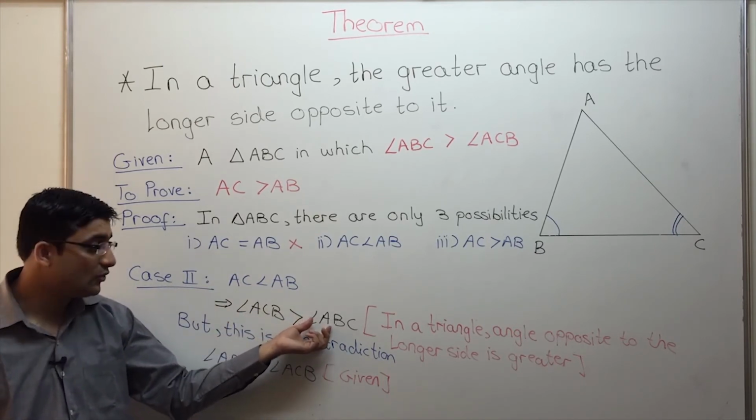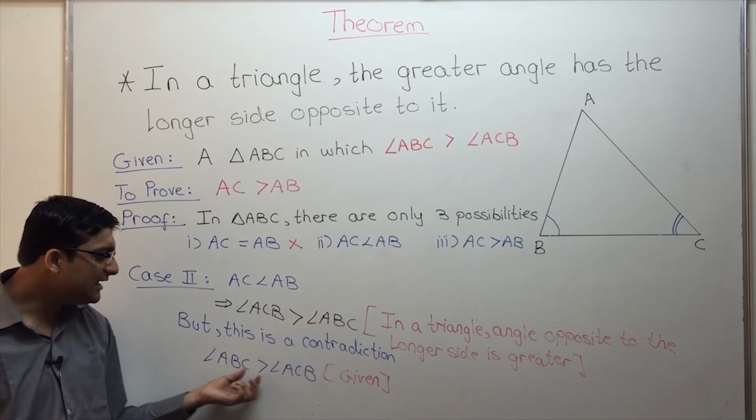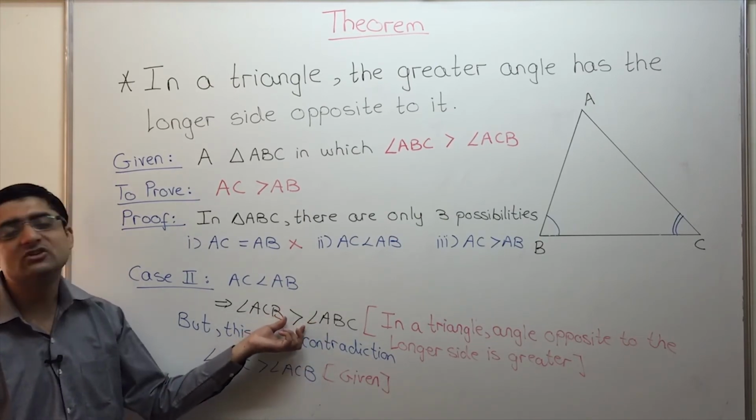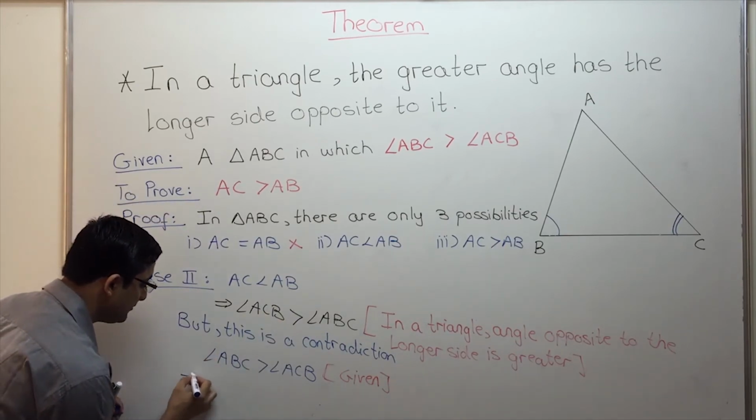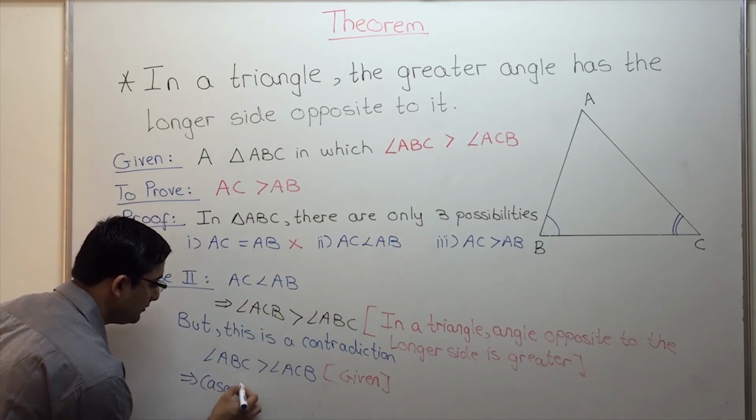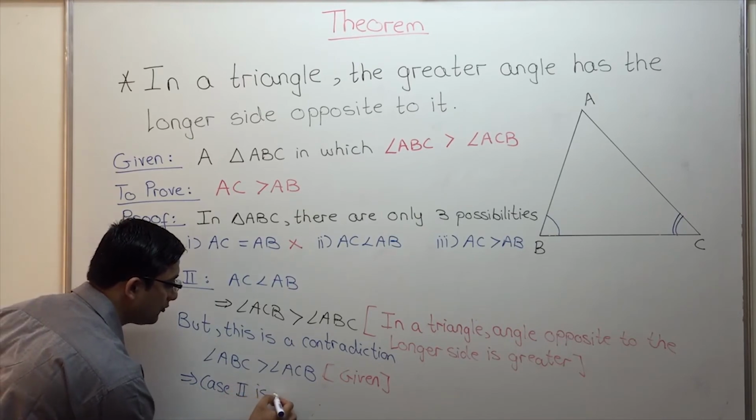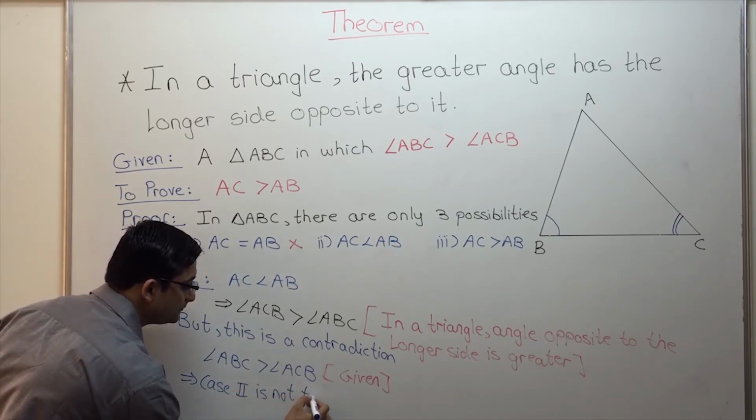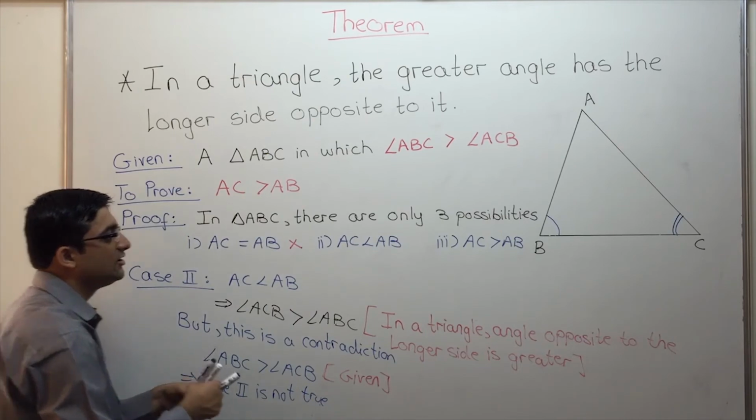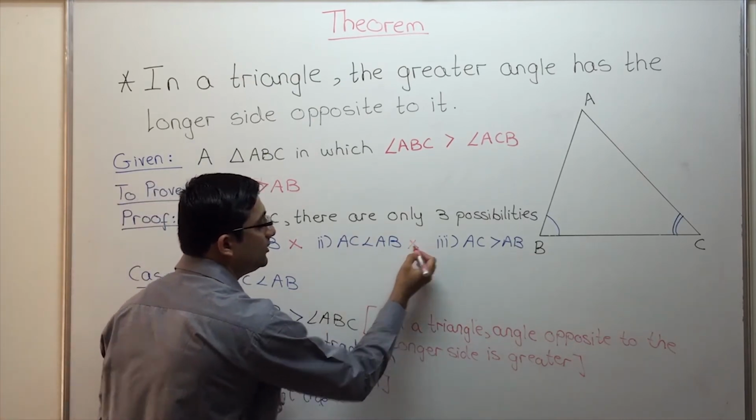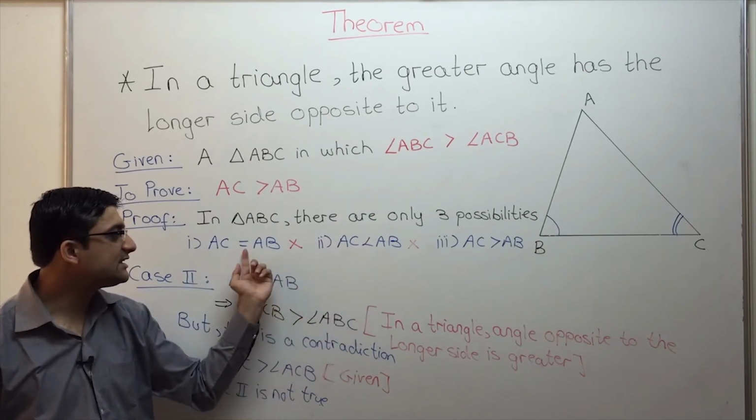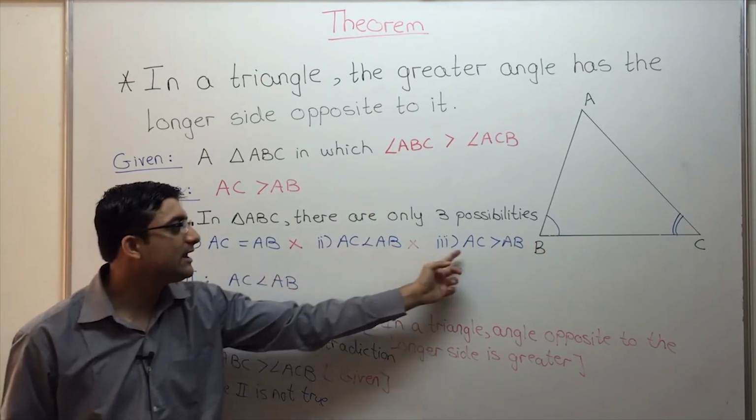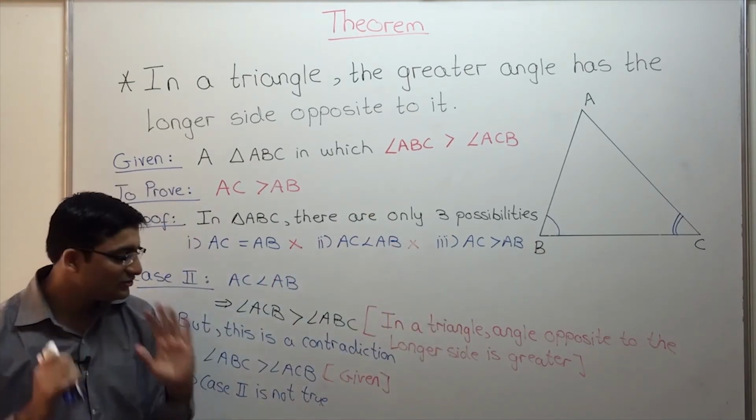Is this the case? No. We're given the other way around. We're given angle ABC is greater than angle ACB. So this over here cannot happen. So case 2 is not true. So right over here, this implies case 2 is not true. Right? So we can put a cross around case 2. So now, as you can see, in a triangle ABC, there can be only 3 possibilities. Since case 1 and case 2 are not true, this implies case 3 is true. Right? So this is how we prove it.